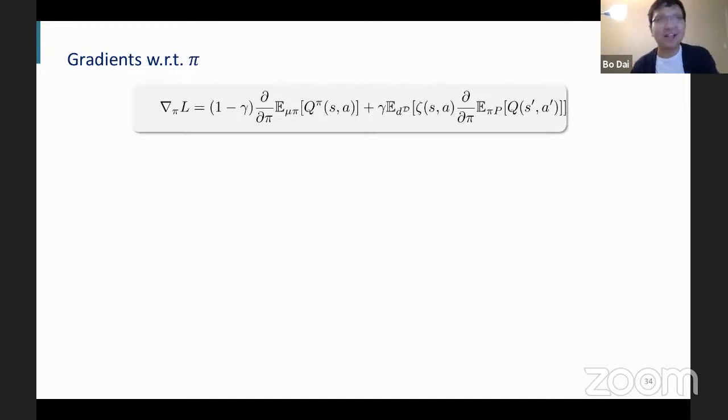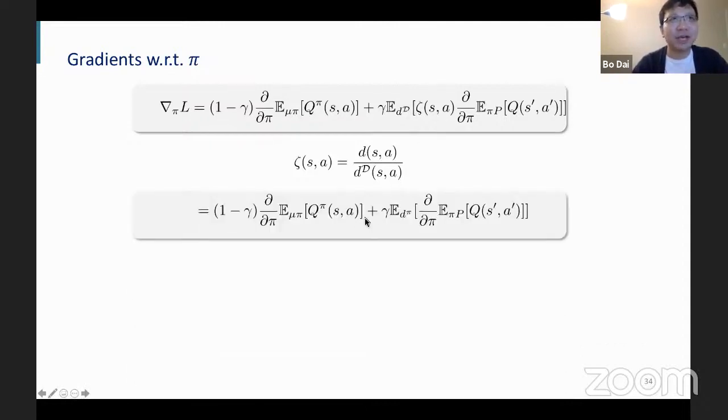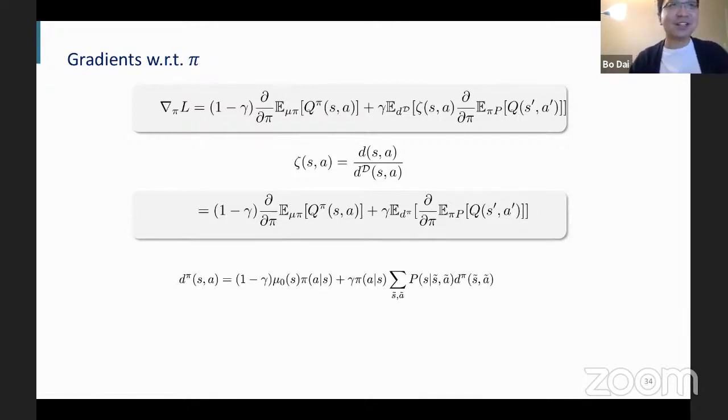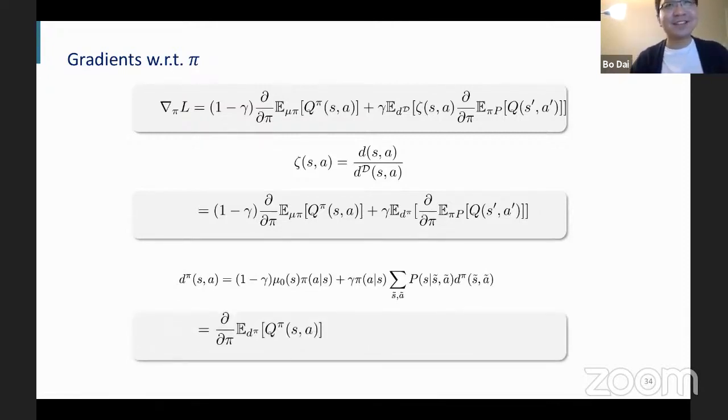Okay, let's proceed step by step. Remember this zeta: after you solve it, it's d pi over dd, and then you plug this part into your expectation. This is what you get. So here's mu pi and here's d pi. I reorder this term and extract the partial derivative outside of everything, and recall this relationship. Eventually, what you get is like this.